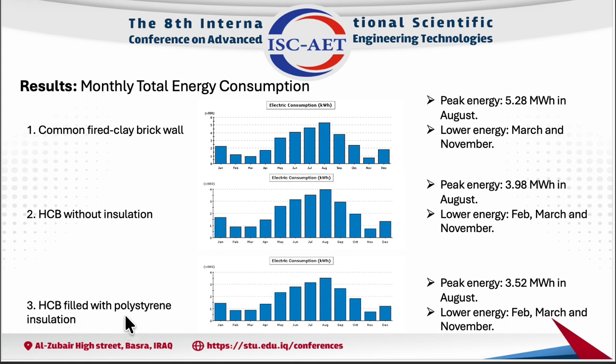For the insulated hollow concrete block, the maximum monthly energy consumption decreased in August from 3.89 to 3.52 megawatt hour. In all systems, the lowest energy consumption occurred during March and November, when the temperatures are mild and the HVAC system is used minimally.